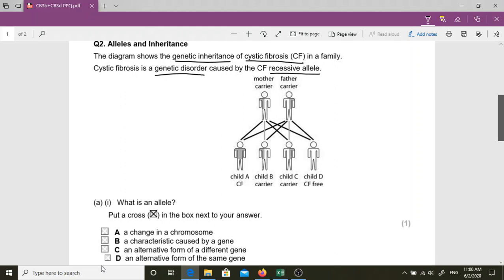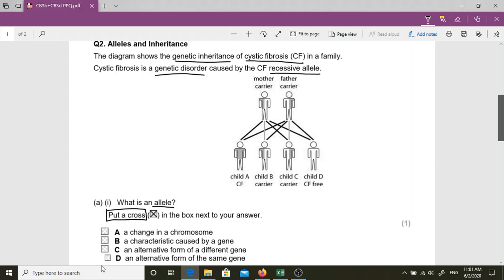We've got the family tree here that we can look at. We've got the parents who are both carriers. We have a child that has cystic fibrosis, two children that are carriers, and one child is cystic fibrosis free. Then the question is, what is an allele? So allele is the next important keyword here. Put a cross in the box next to your answer, and put a cross, that is our command word.